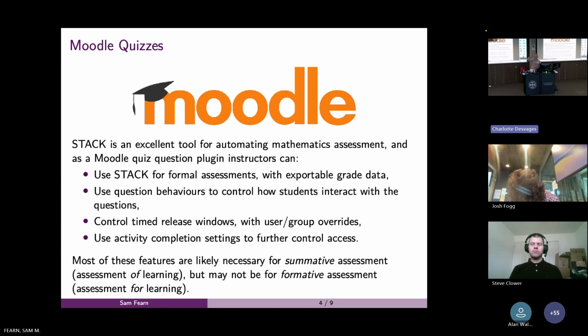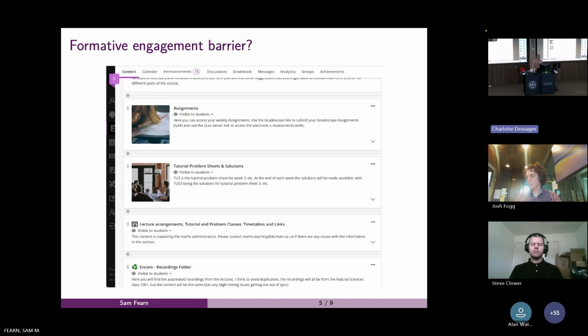But I probably don't need all of these if I just want students to be able to try doing some maths and see if they understand. Okay, Moodle is then a bit of an overkill. And let me show you what this looks like in our courses.